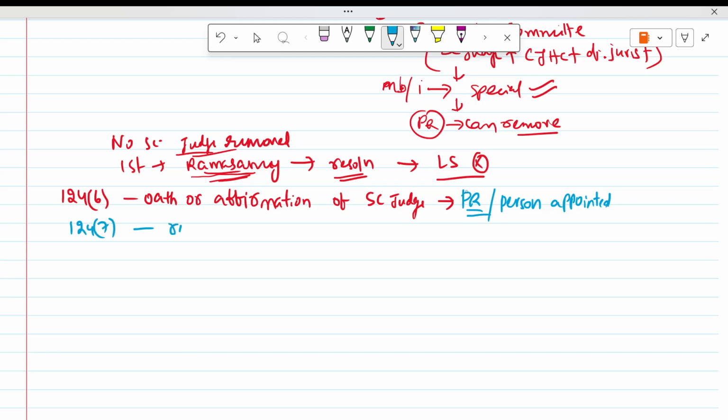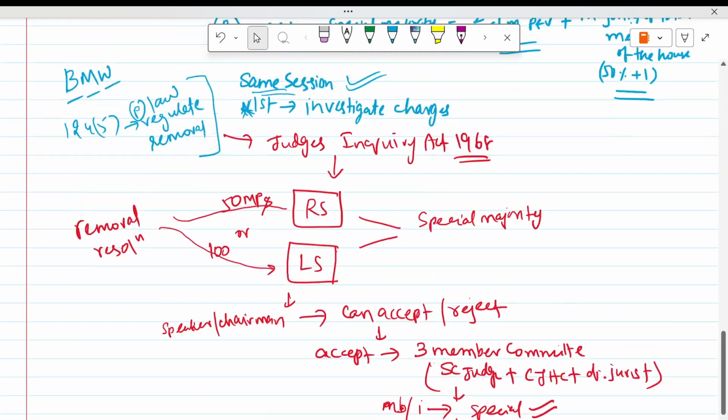Then 124(7): restriction to practice by a Supreme Court judge. Once he retires, a Supreme Court judge cannot practice before any authority or any court. That is 124(7). So once you just revise.